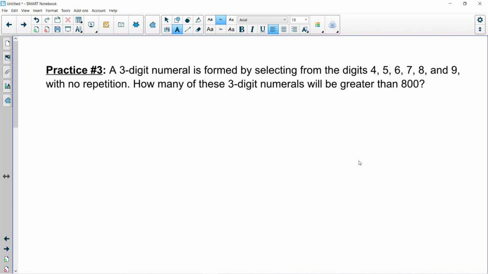Now, 3, we're going to mix it up a little bit. A 3-digit numeral is formed by selecting from the digits 4, 5, 6, 7, 8, and 9 with no repetition. So you can only use numbers once. How many of these 3-digit numerals will be greater than 800?